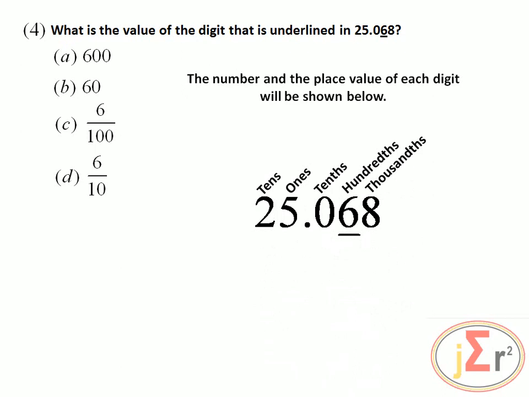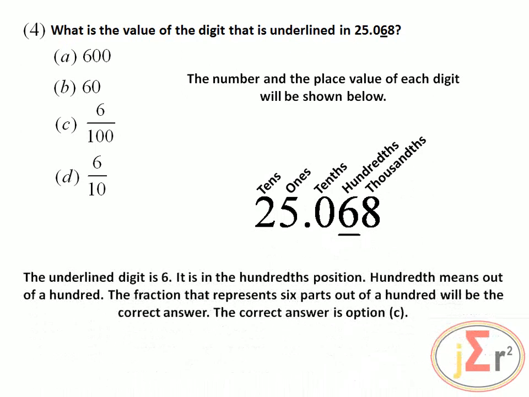The one that is underlined, what do we have to say about it? The underlined digit is 6. It is in the hundredths position. Hundredth means out of 100. The fraction that represents 6 parts out of 100 will be the correct answer. The correct answer is option C, 6 parts out of 100, or 6 hundredths.